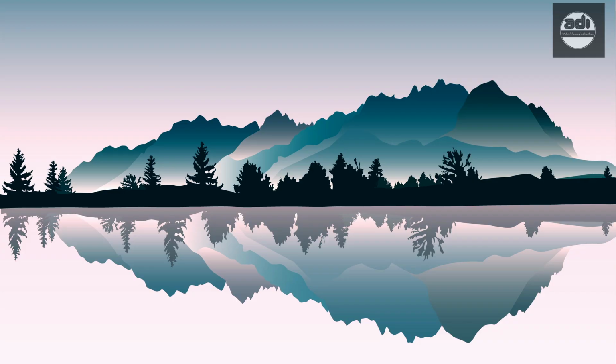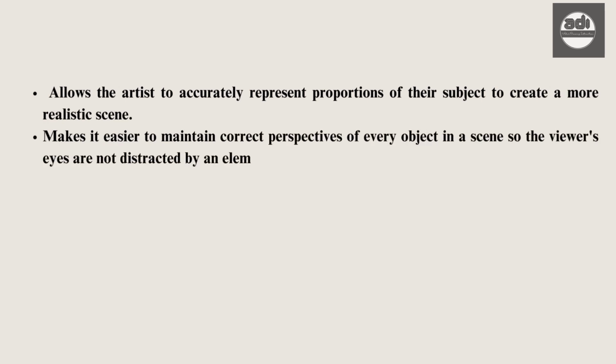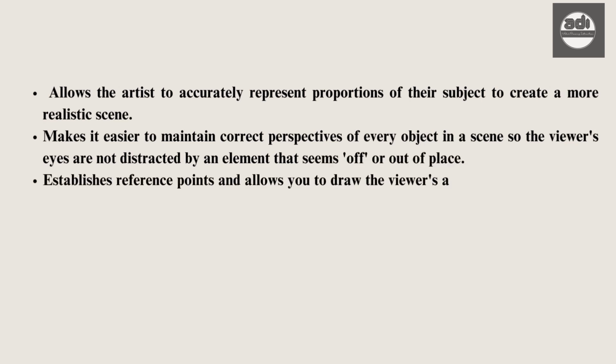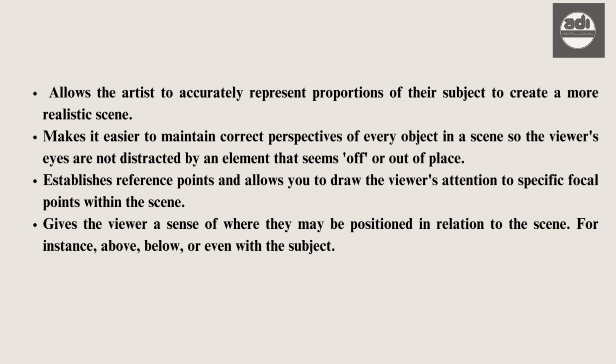Almost every piece of art, painting, drawing, photograph, etc., has a horizon line, and it serves a few very important functions. It allows the artist to accurately represent proportions of their subject to create a more realistic scene, makes it easier to maintain correct perspective of every object in a scene so the viewer's eyes are not distracted by an element that seems off or out of place, establishes reference points and allows you to draw the viewer's attention to specific focal points within the scene, and gives the viewer a sense of where they may be positioned in relation to the scene, for instance above, below, or even with the subject.